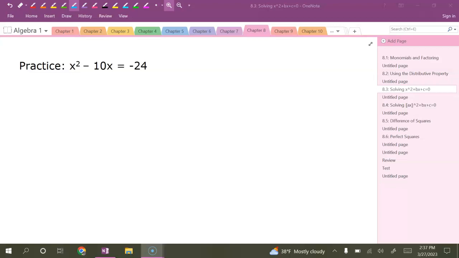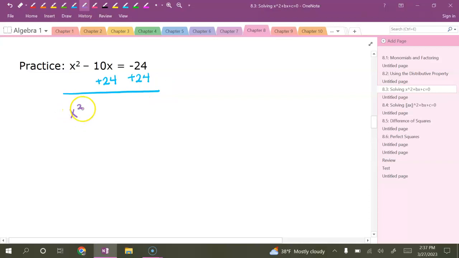Okay, so let's take a look at this example here. What I would have done first is added this 24 over to the other side. And again, I'm adding it because right now it is negative. So now it says x squared minus 10x plus 24 equals 0. Then I would have set up my t-chart. So I need to multiply to 24, add to a negative 10.